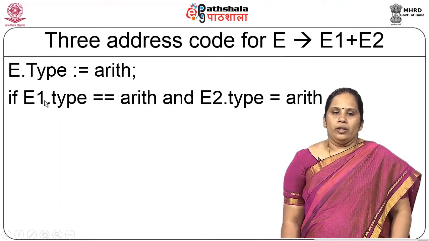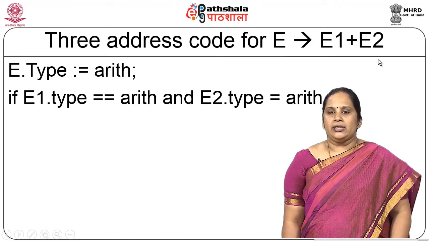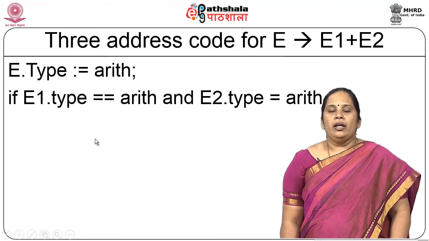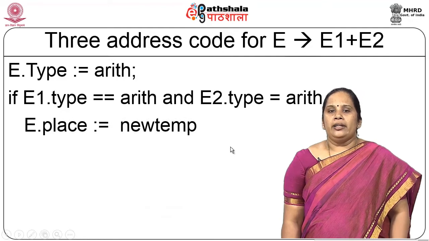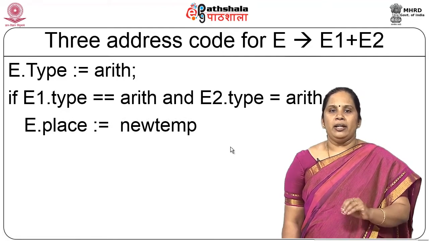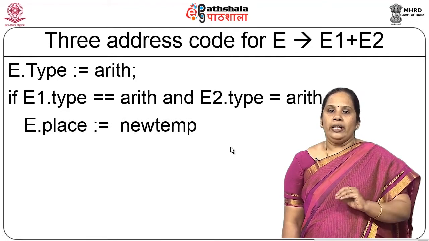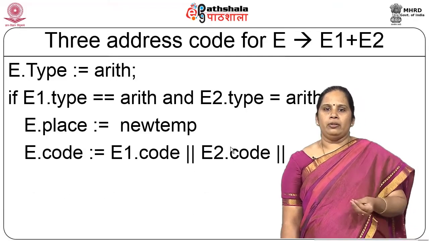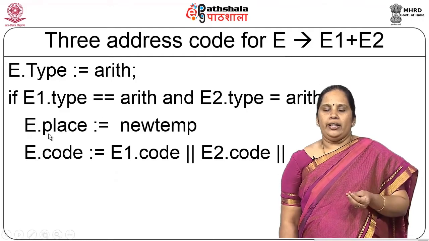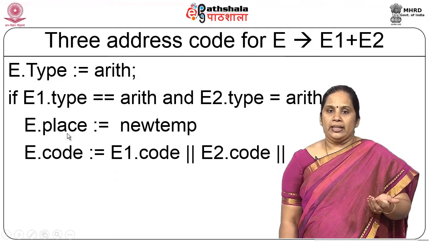We check the types of the RHS variables E1 and E2. If E1 dot type is equal to arithmetic and E2 dot type is also equal to arithmetic, then what do you do? It is similar to simply generating 3 address code for an expression involving the addition operator. So, here E produces E1 plus E2. I define a new place for the LHS non-terminal.